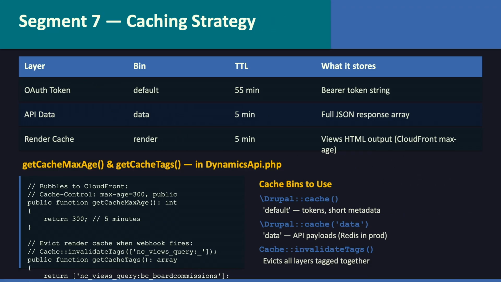So the caching strategy is where I probably had the most trouble. We're caching the token for almost an hour, but the API data we were caching for 5 minutes. And we have a lot of different caching layers because we're dealing with almost 100 sites, and some of these sites are very high traffic.